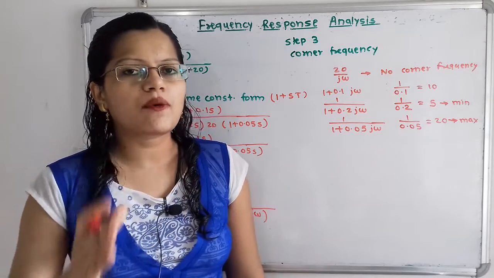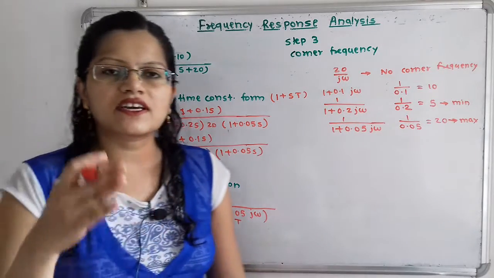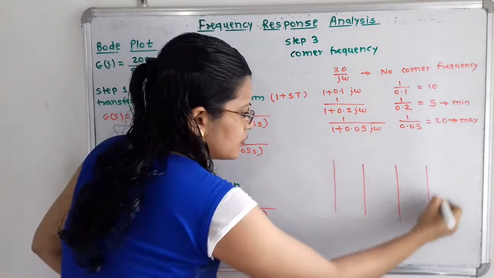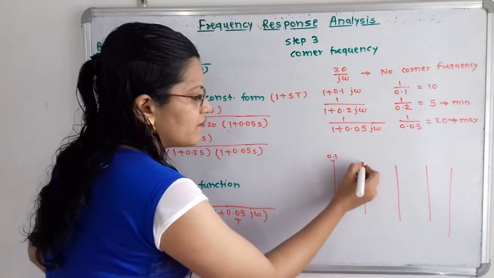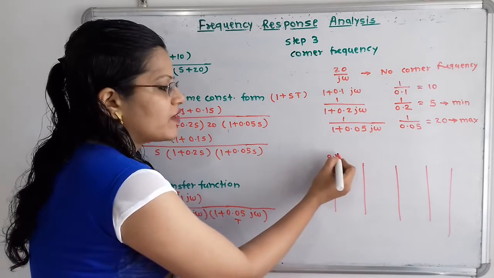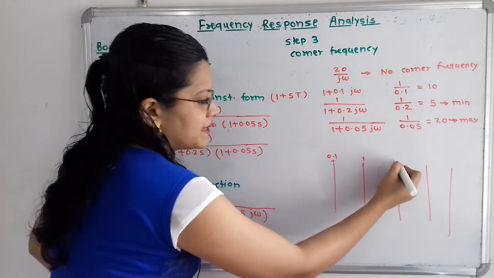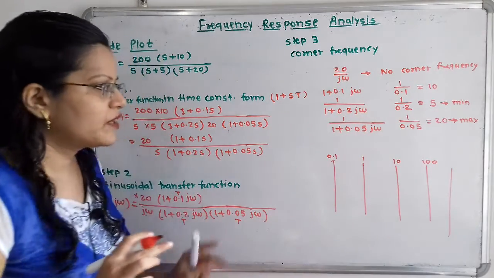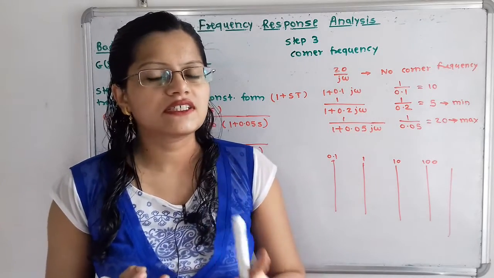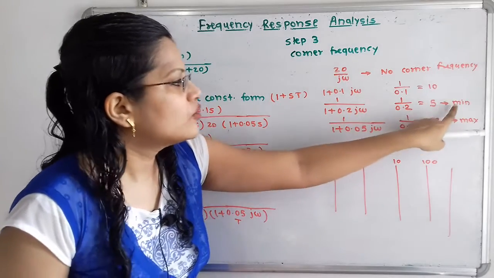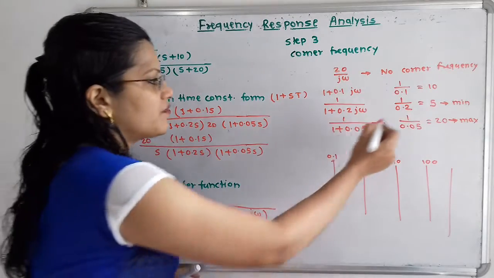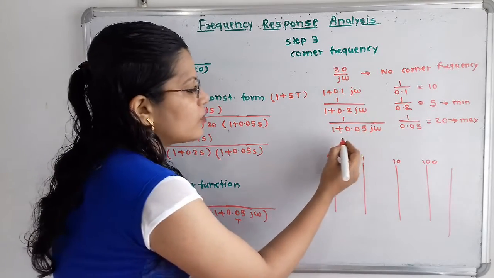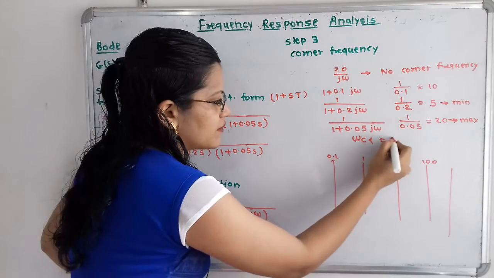Now how to select the lowest and highest range of the corner frequency? If we observe the semi-log paper, per decade the value varies in the range of 10. For this first decade, if I take 0.1, then for the start of the second decade I have to take 0.1 multiplied by 10, that is 1. Then 1 multiplied by 10 is 10, then 10 multiplied by 10 is 100. So these ranges increase by 10. While selecting the lowest corner frequency, we have to refer to the minimum. The minimum corner frequency is 5, and this 5 is in the range of 1, so we have to select one range earlier, that is 0.1. So the lowest corner frequency, omega CL, is equal to 0.1.